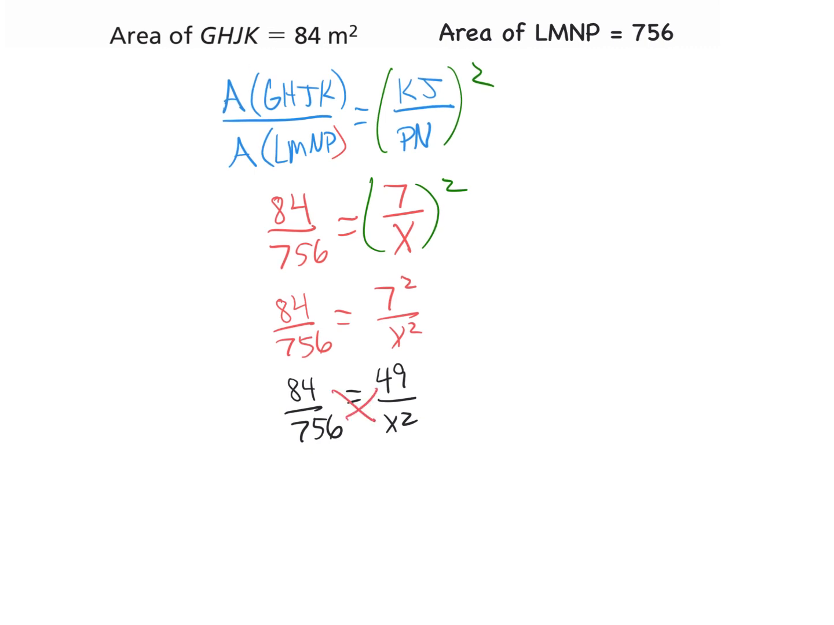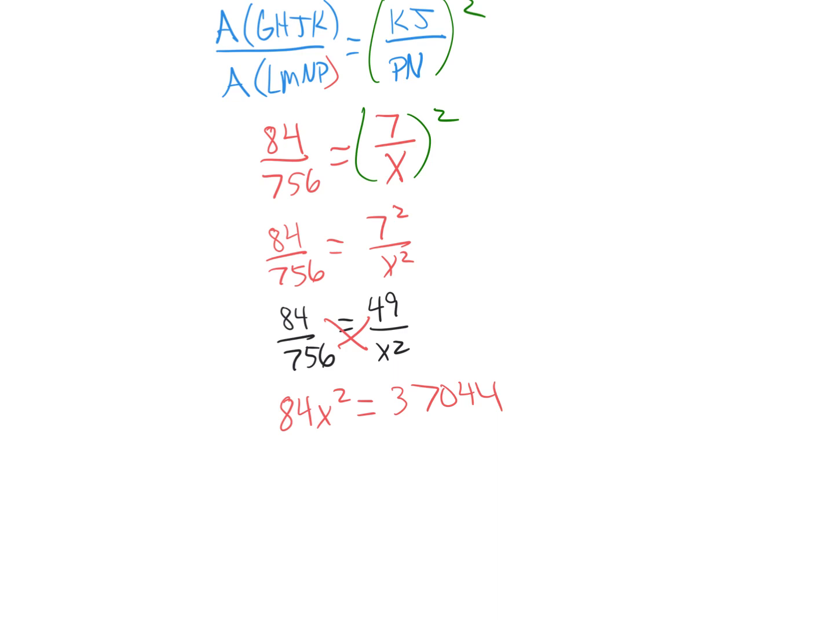Cross multiply. 84 times x squared, what does that end up giving me? How do I lay that out? 84 x squared. Yeah, we just put it right next to the 84, just like a normal x. And then 756 times 49, what did y'all get for that one? 37,044. All right, what's the next step? We're going to divide by the 84. And that gives me x squared is equal to 441.